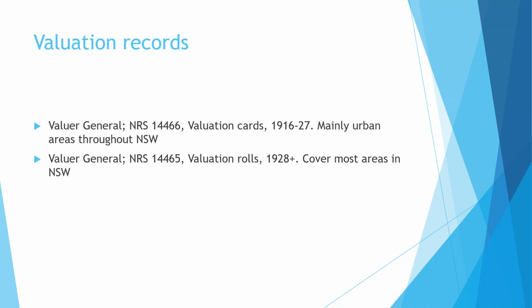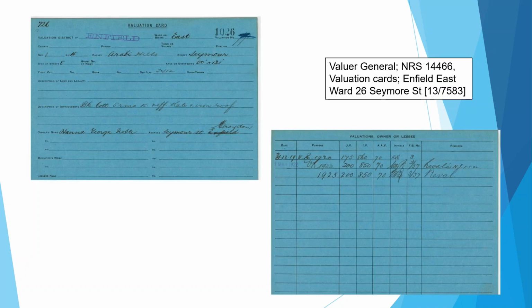So it's fun, particularly as councils, as we know, boundaries can change, wards can change, council names can change as councils are amalgamated or separated. So you really have to be cluey as to where your council boundaries were at the time of your research. An example here is the valuation card for 26 Seymour Street, Enfield.